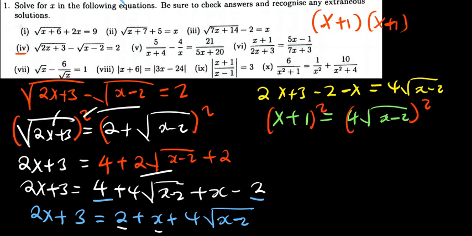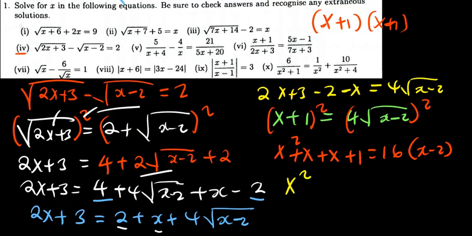So it is x times x, which is x squared. x times 1 is plus x. 1 times x is x. Then 1 times 1 is 1. Then here is 4 times 4 is 16. This one, if I square it, meaning the square root has gone, like that. So this is going to be x squared. x plus x is 2x plus 1. So this will be 16x minus 16 times 2 is 32.